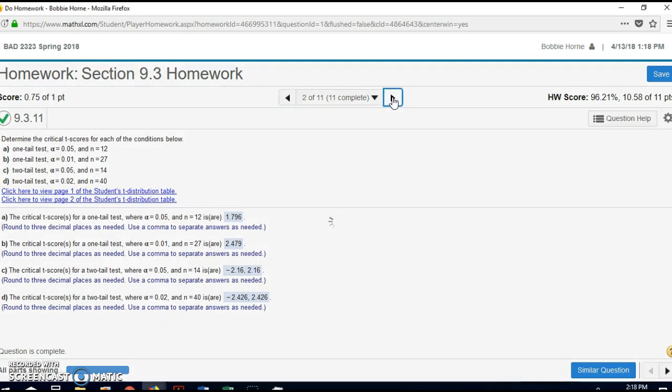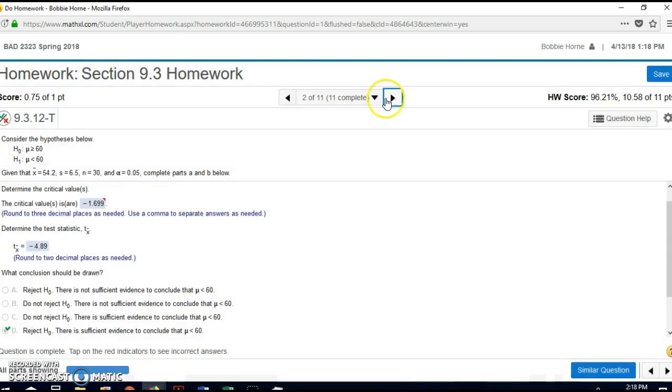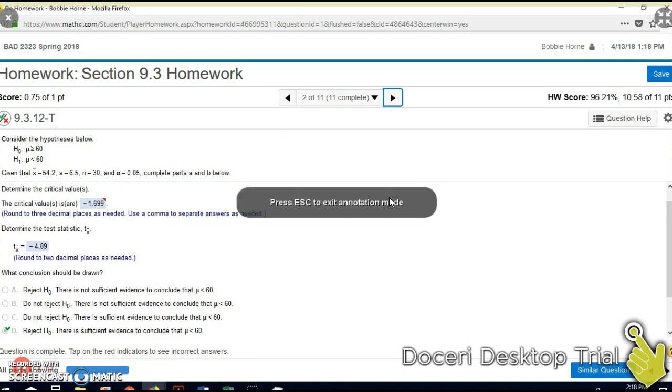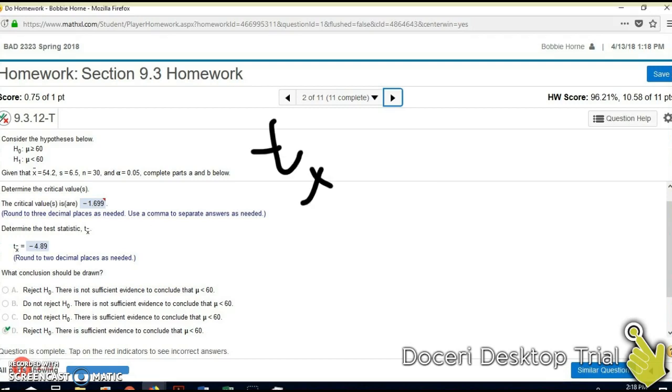Looking at question 2, we're going to test a hypothesis. So we know the mean, we know the standard deviation, we know what n is, and we know what alpha is. I'm going to show you how to calculate your critical value by hand, and then I'm going to show you how to do it in StatCrunch.